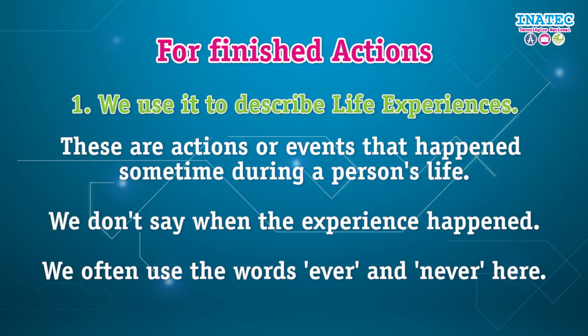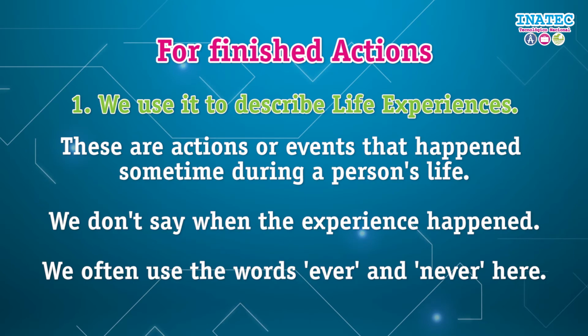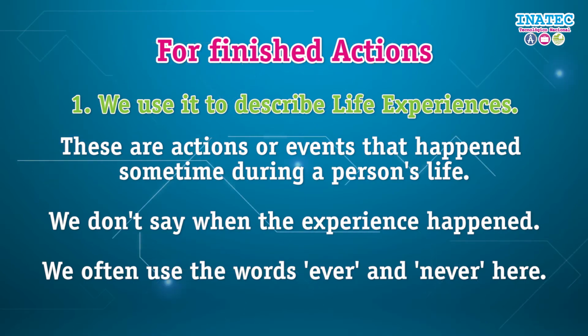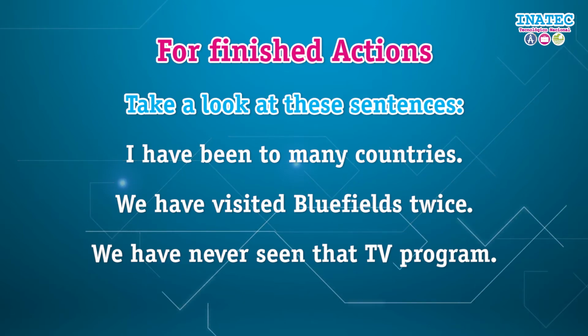For finished actions. 1. We use it to describe life experiences. These are actions or events that happen sometime during a person's life. We don't say when the experience happened. We often use the words ever and never here. Take a look at these sentences. I have been to many countries. We have visited Brussels twice. We have never seen that TV program.